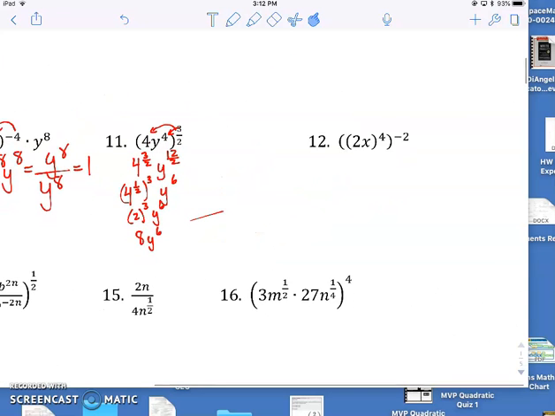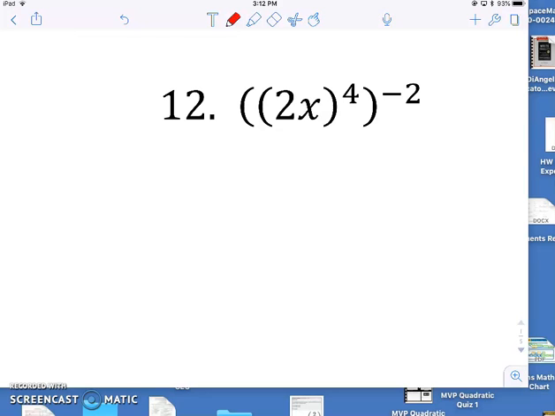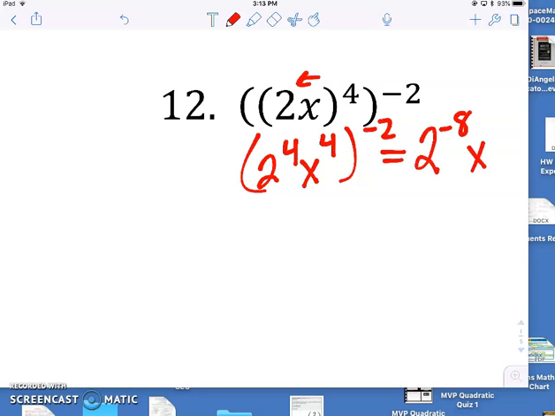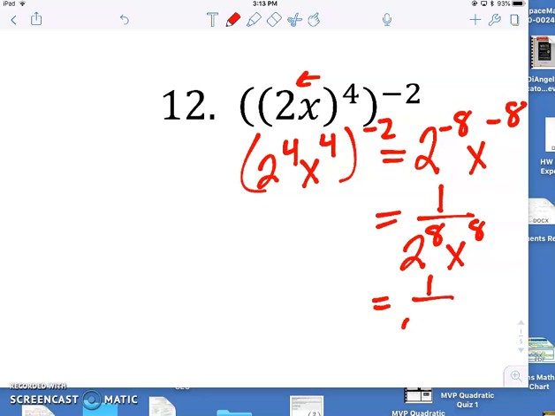Number 12. So let's see, if we distribute first this 4, we have 2 to the 4th, x to the 4th, but then we still have to the -2. So if we distribute that, 2 to the -8th, x to the -8th, they're negative exponents, so it's 1 over 2 to the 8th, x to the 8th, and 2 to the 8th, 2 times 2, 4, 8, 16, 32, 64, 128. So let's see, that would be one more, so 256 x to the 8th.